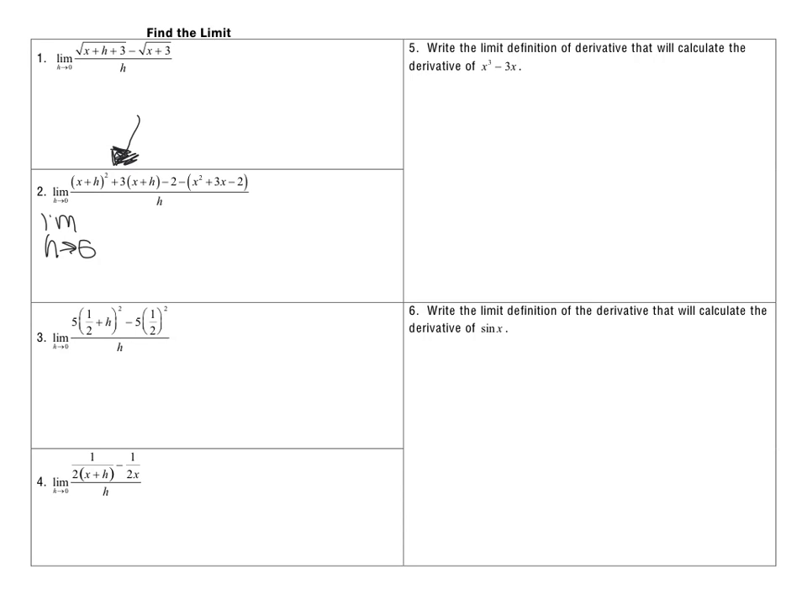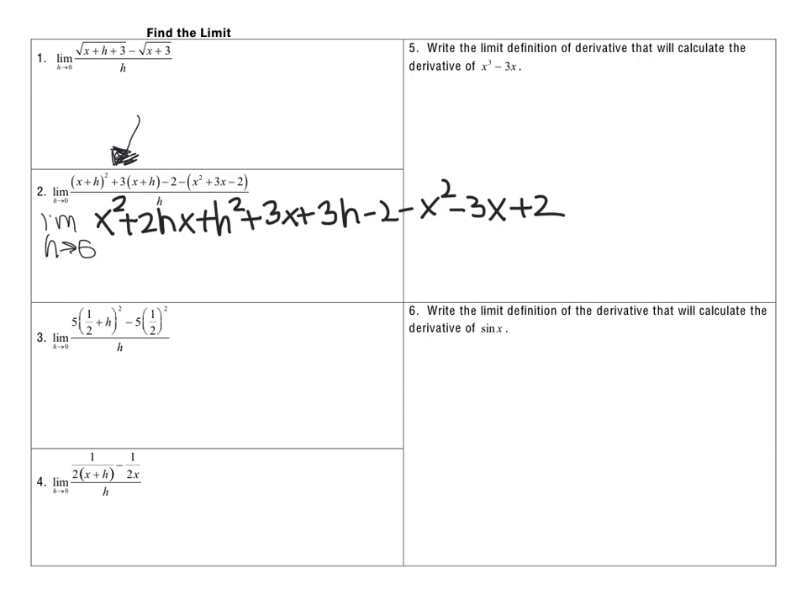Okay, so now we're going to expand. So I have x squared plus 2hx plus h squared. Now I'm going to distribute the 3, plus 3x plus 3h minus 2, and I'm going to distribute the negative, minus x squared minus 3x plus 2, and then that's all over h. Now don't freak out, we're going to combine like terms, okay?